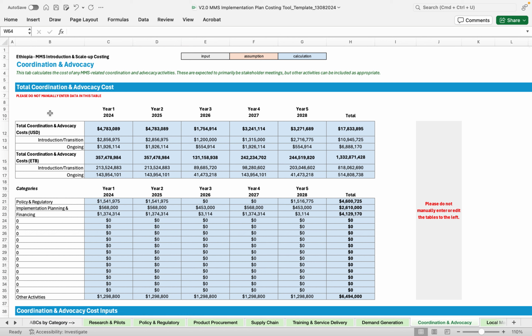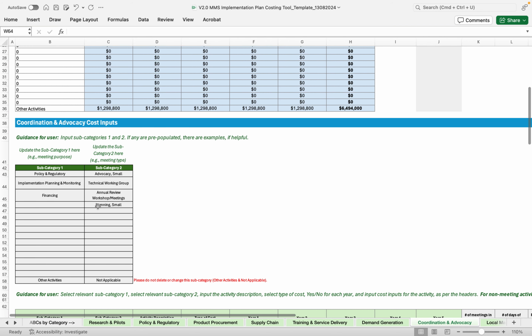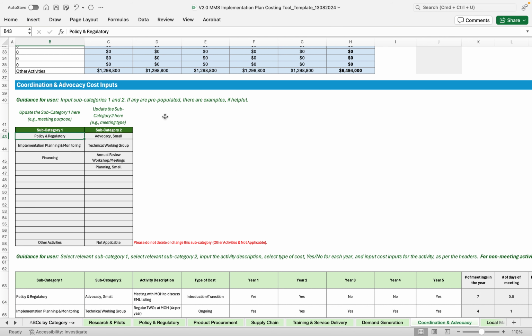Coordination and advocacy is structured the same as demand generation. So coordination activity calculates the cost of any MMS related coordination advocacy activity. These are primarily assumed to be stakeholder meetings, but other activities can be included as appropriate and across any function in the implementation plan. So all stakeholder meetings should be within this tab. And again, you can categorize them based on, for example, the meeting purpose, policy and regulatory, implementation planning and monitoring, financing, as well as a second subcategory, for example, the type of meeting.